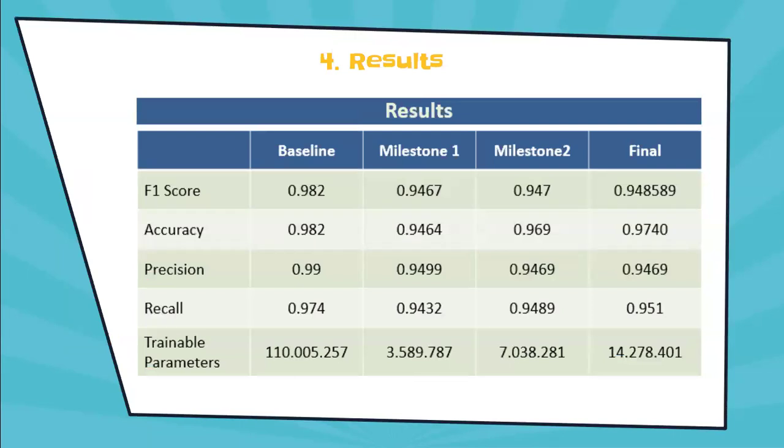For the final results, the final model has higher accuracy than milestones 1 and 2, but doesn't have higher accuracy than the baseline, because the baseline is state of the art, and we cannot outperform it using this trainable parameter count. So we tried to enhance accuracy as much as we can while also having fewer trainable parameters than the baseline, and we got a higher F1 score than milestones 1 and 2.